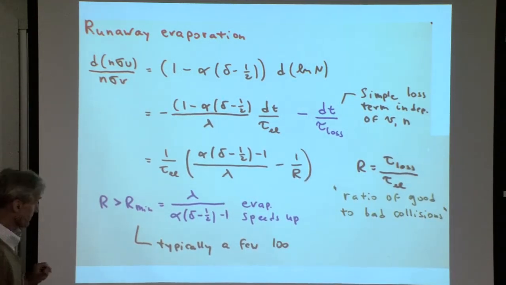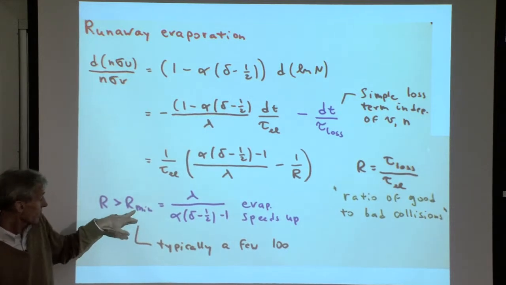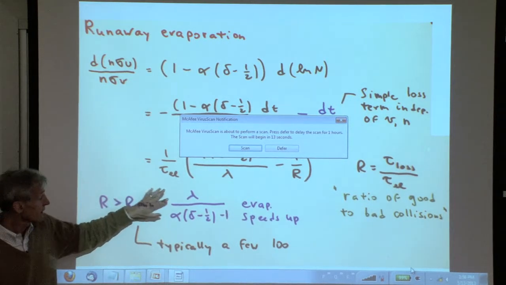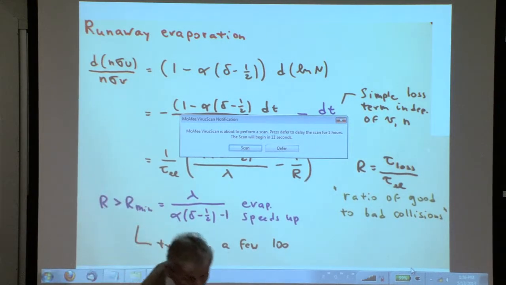Okay, so the left-hand side is the ratio of good to bad collisions. This may be determined by how good our vacuum is. What determines the right-hand side?